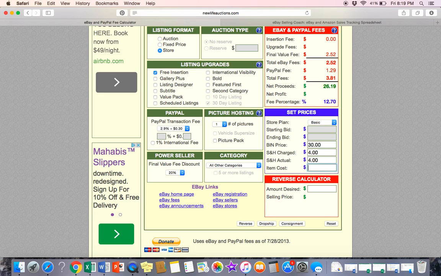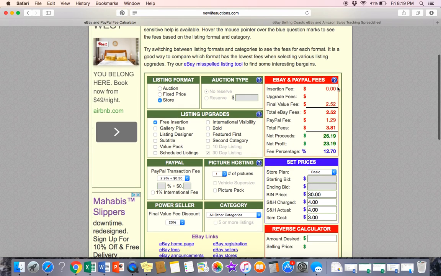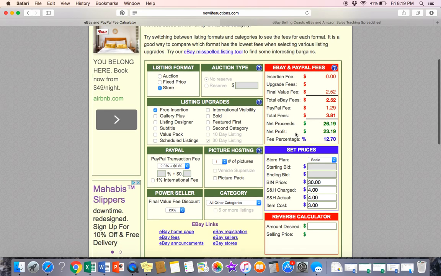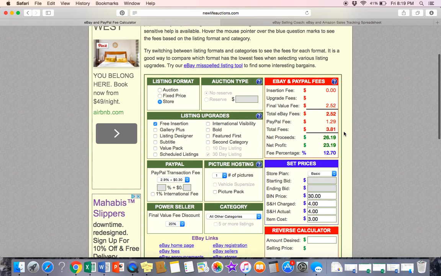So in my case, I usually pay about $3 for the things I get at Goodwill. Unfortunately, we don't have the bins here, so everything is just hanging on a rack. So then you can go up here and see your numbers. So in this case, my profit is $23.19. If I sell 200 items a month, that's really going to add up. So this is something you can use to figure out your per item profit. I don't think they have an app. There may be apps for this to use on your phone, which is helpful, but this is how you figure it out.